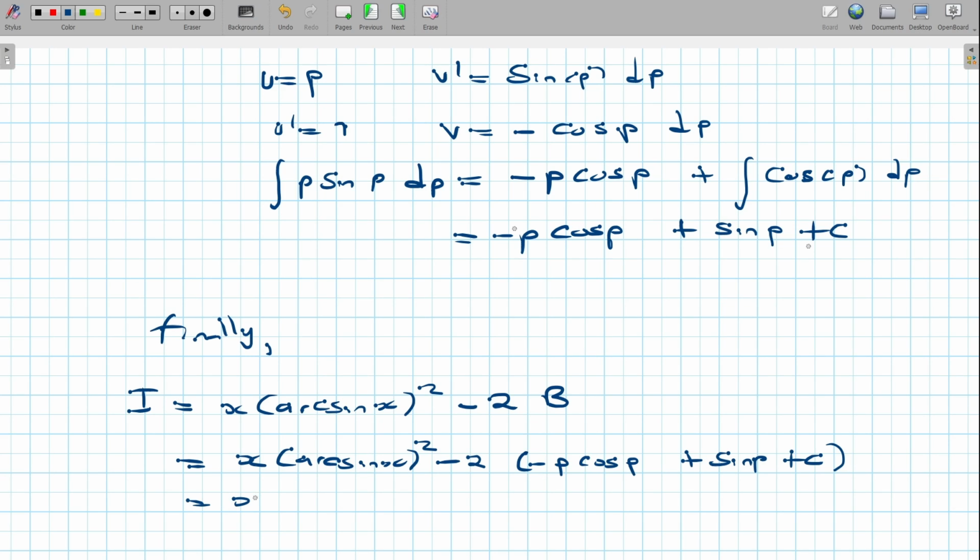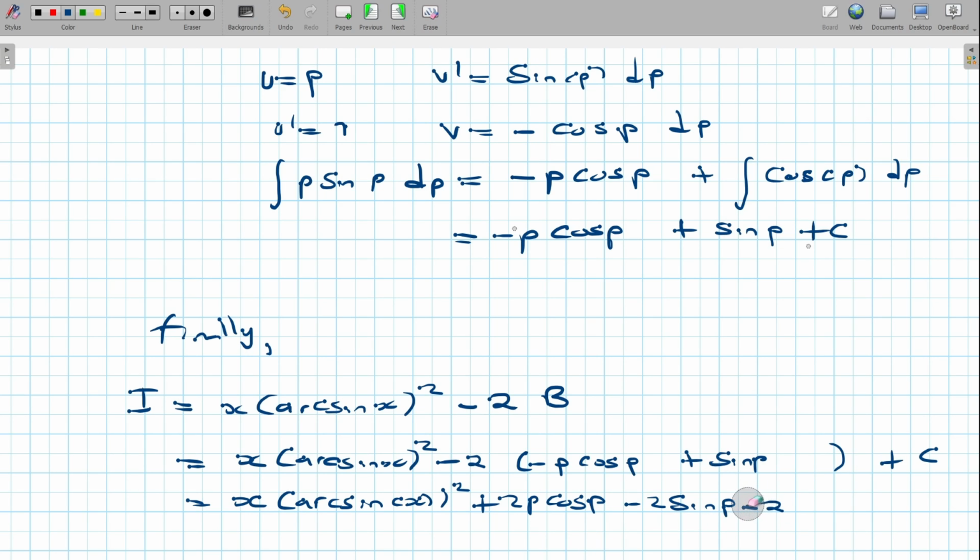And then maybe we can say x arc sine of x squared, and then plus 2 p cosine p, and then minus 2 sine p. And of course you can have, you know, minus 2, like so. But then what I want to do here is get rid of this constant, and then plus c, like so.